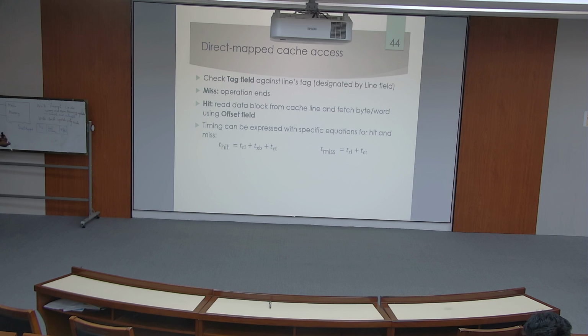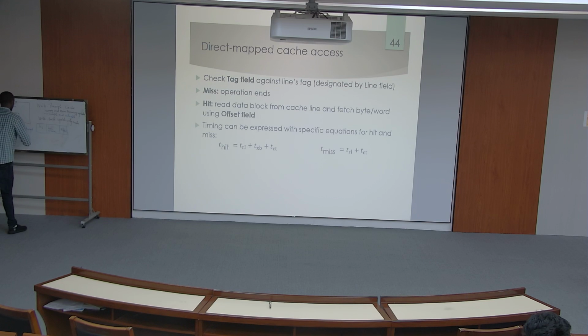The tag is for addressing purposes, and the line number indicates the line number in the cache memory. The offset helps us select the byte or the word within a specific block in the cache memory. Then we have the timing, which can be expressed with the following equation.